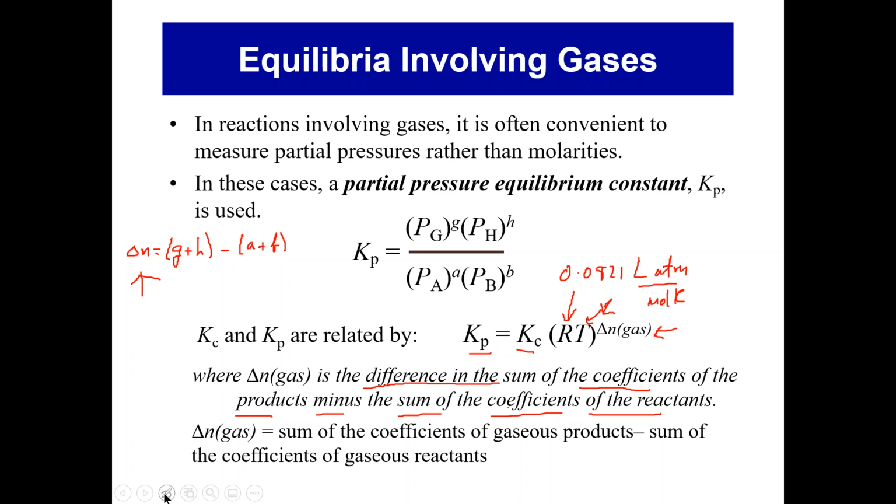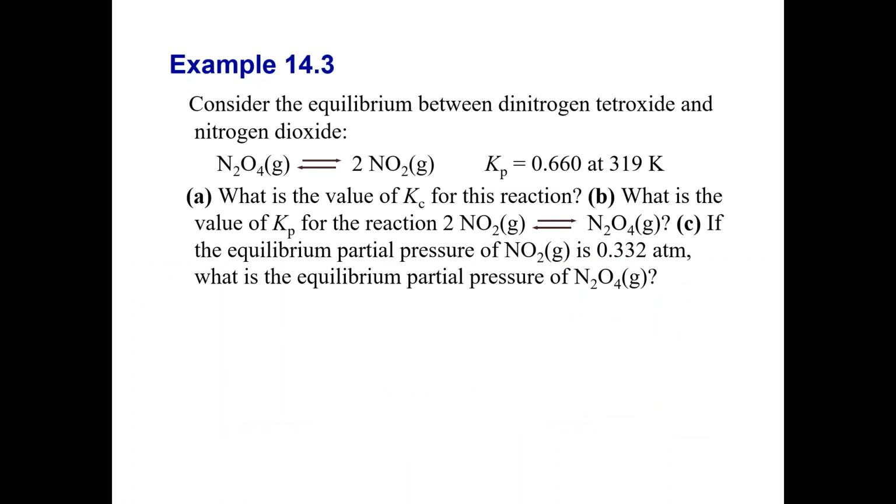Okay, so that's basically some introductory comments concerning the equilibrium constant for gaseous systems. So let's look at this example right here. You're given this balanced equation up here, and they gave you the Kp value, which is this, at 319 Kelvin. So the question is asking for the Kc value for the A part.